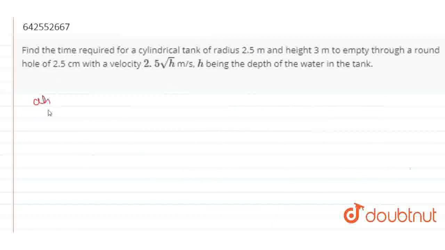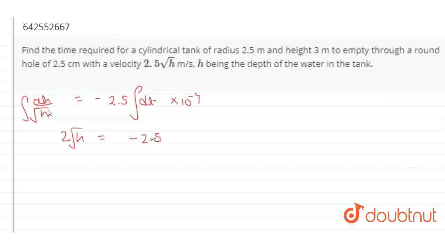So we have dh by root h is equal to minus 2.5 into 10 raised to power minus 4 dt. Integrating both sides, we get 2 root h on the left hand side is equal to minus 2.5 into 10 power minus 4 into t plus some integration constant. Let us call this constant c. Now we are given that at time equal to 0, when the leaking had not started, the height of the water was maximum, that is 3. Plugging these values here, we get c as 2 root 3.